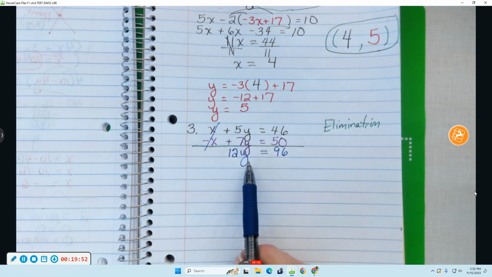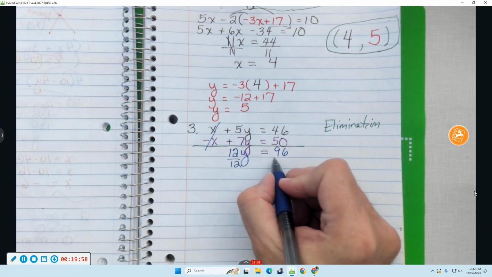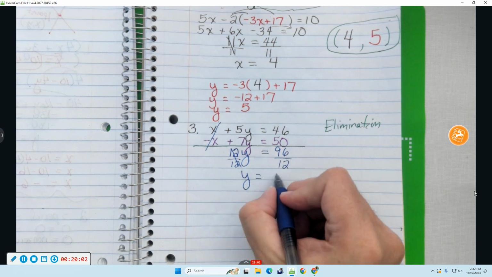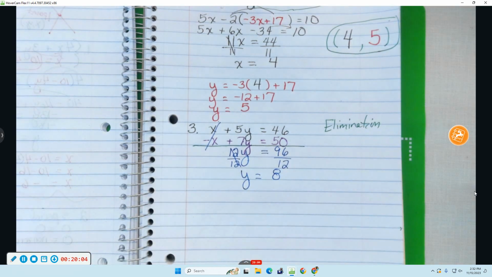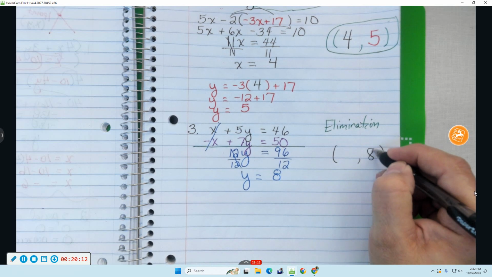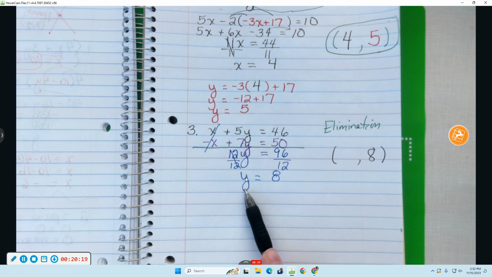Now, can I isolate y pretty easily? What do I need to do? Divide by 12. Good. What's 96 divided by 12? Is it 8? Yes, it is. That means the lines are going to intersect at a point whose y-coordinate is 8. And y'all see why we say it's the y value? Because that's the variable we just solved for, the y.